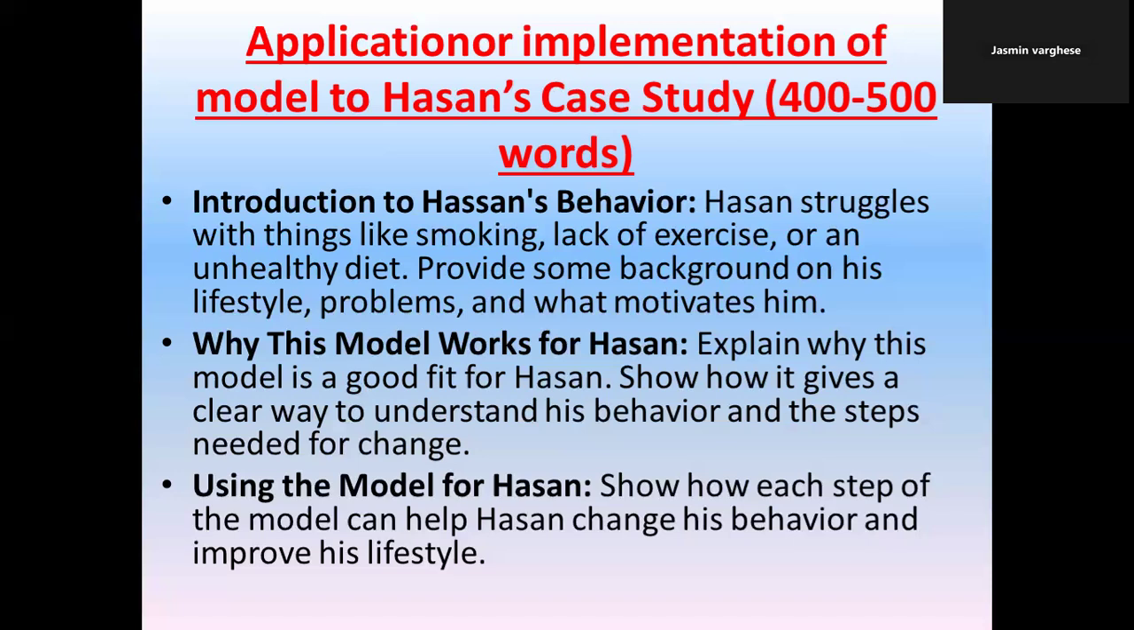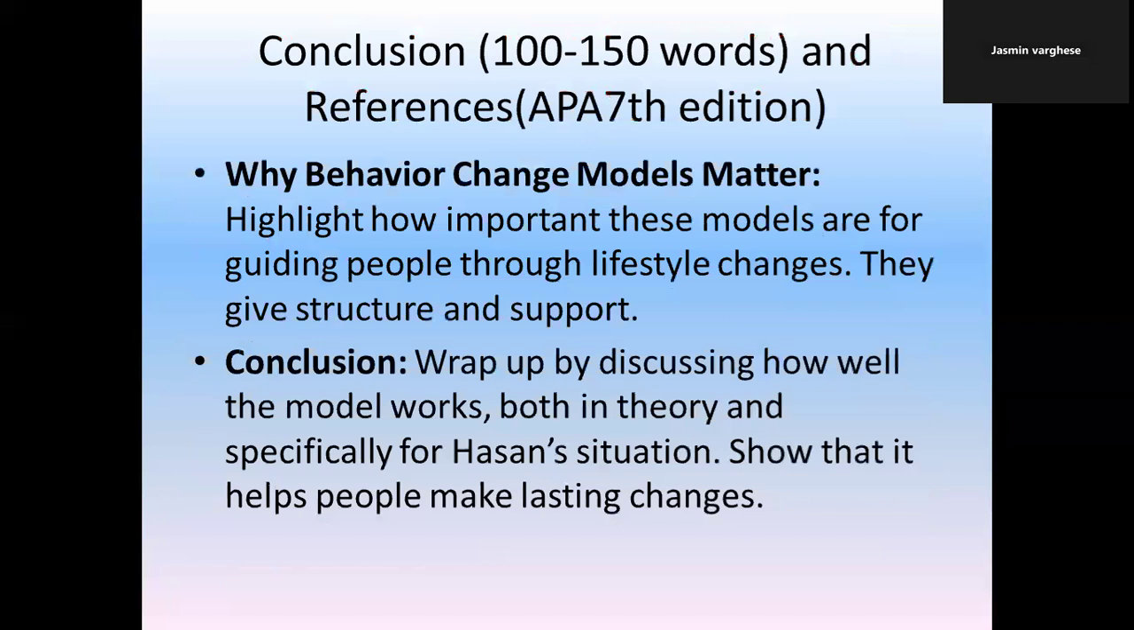Then, why this model works for Hassan. Okay, what is the relevance of that model, or what is the significance, or the applicability of the model in Hassan's case? And for example, for the transtheoretical model, you have to write each step of the model, and show how each step can help Hassan change his behavior and improve his lifestyle. Okay, after writing this, you can go for the conclusion, and after the conclusion, you can write the reference.